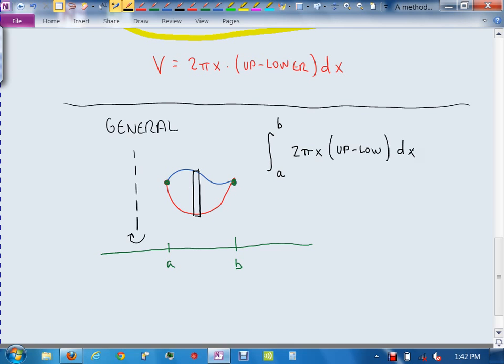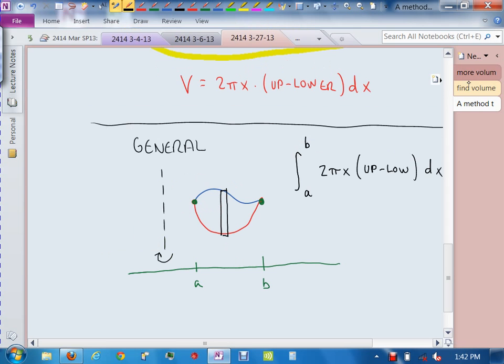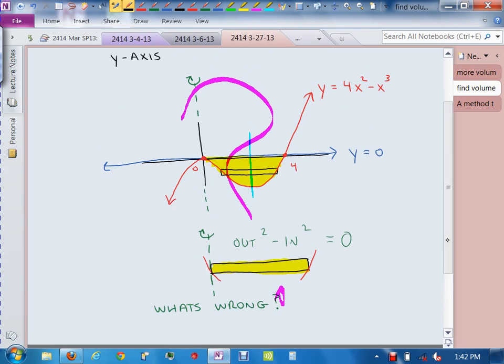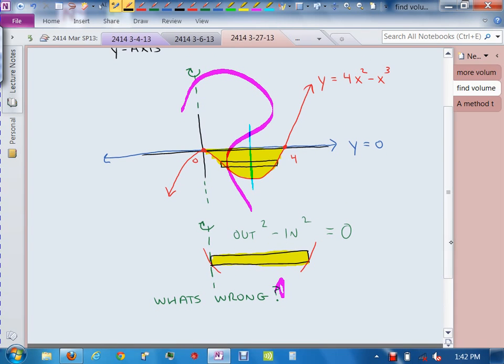Any questions? Yes. How would you know when to use the previous washer method or the shell method? If you revolve around the x or the y, right? Not necessarily. It depends on if you run into this situation where you're trying to draw your rectangle perpendicular to your axis of rotation and the outer and inner radii are the same function. If that's the case, then you want to use shells.